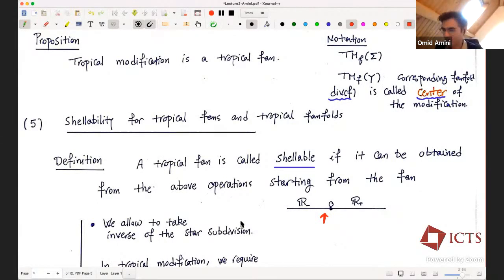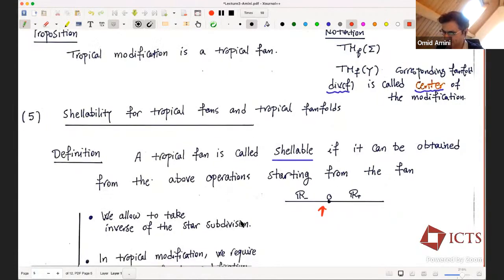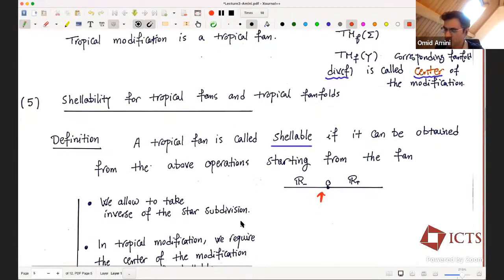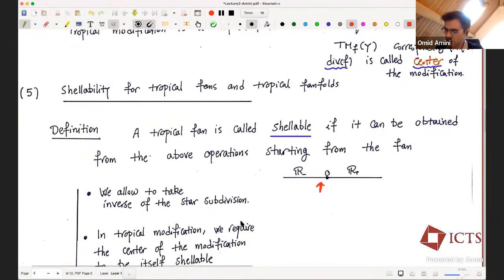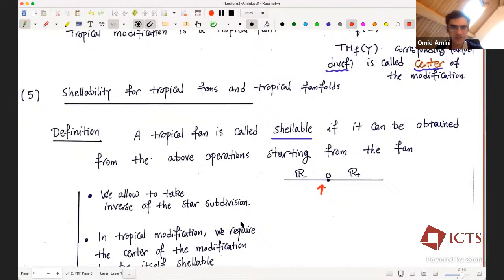There are 2 words that I have to add regarding this. First of all, if you want to really get something interesting, you should allow taking the inverse of the star subdivision. In the sense that maybe at some point you have arrived at some tropical fan, and you see that this tropical fan is a star subdivision of another tropical fan. Then you also call that tropical fan shellable. It means that you are allowed to change the arrows. If you go from one tropical fan to another by using these elementary operations, you can also go in the other way.